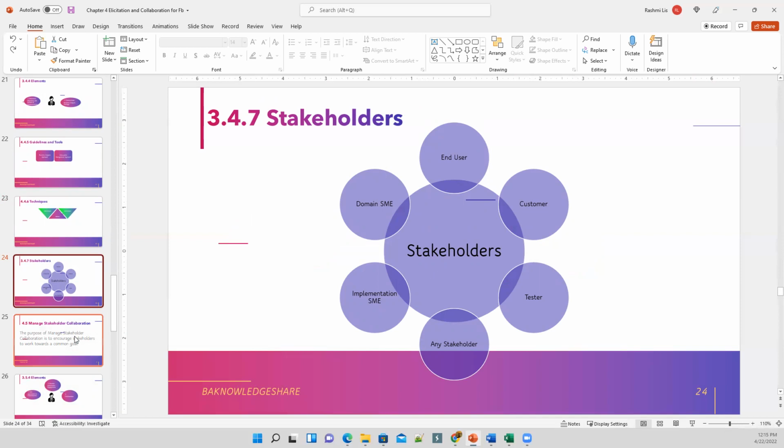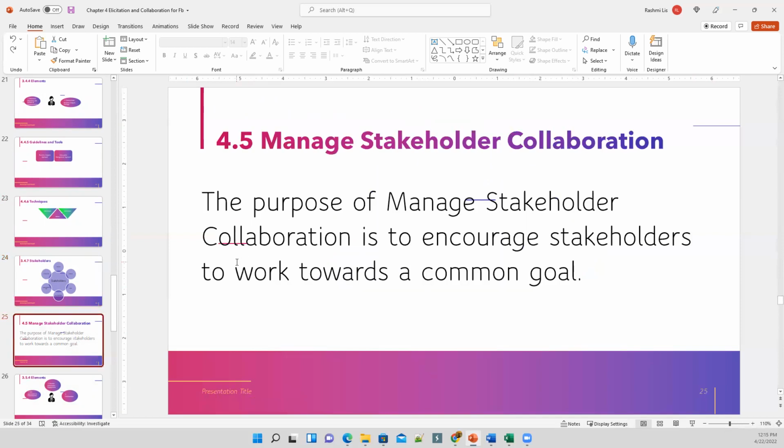So the last element here is managed stakeholder collaboration. The purpose of managed stakeholder collaboration is to encourage stakeholders to work towards a common goal. And so business analysis work lends itself to many collaboration opportunities between groups of stakeholders on the business analysis work products. Stakeholders hold various degrees of influence and authority over the approval of work products and are also an important source of needs, constraints, and assumptions.